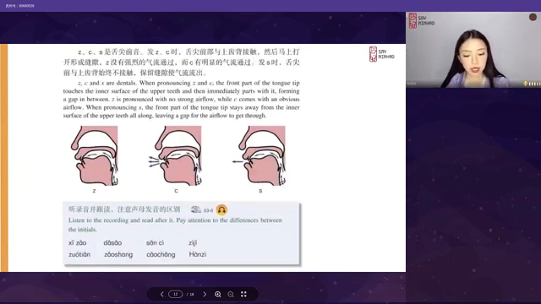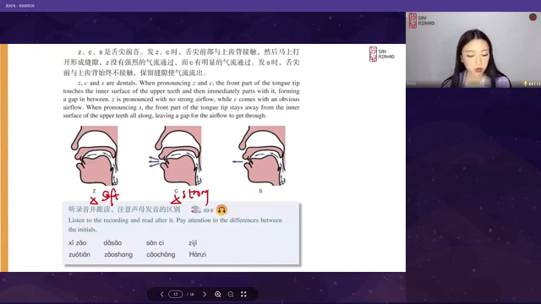Next one is 滋 and 思. For these two, 滋 and 思, the position of the tongue is the same. The former part of our tongue will rise up and touch the back of our upper teeth. And then the difference between 滋 and 次 is the air too. For 滋, the air is soft. For 次, the air is much stronger. Okay? Soft, strong.